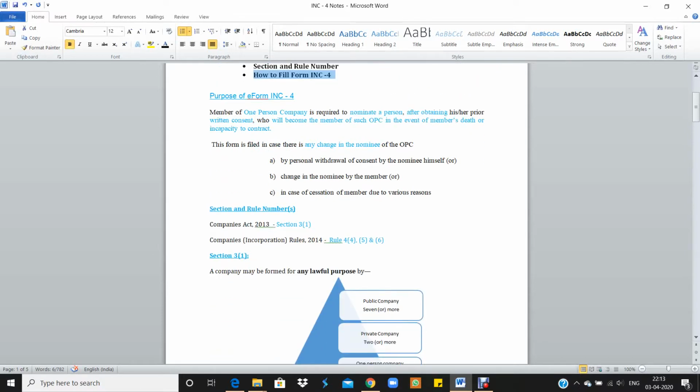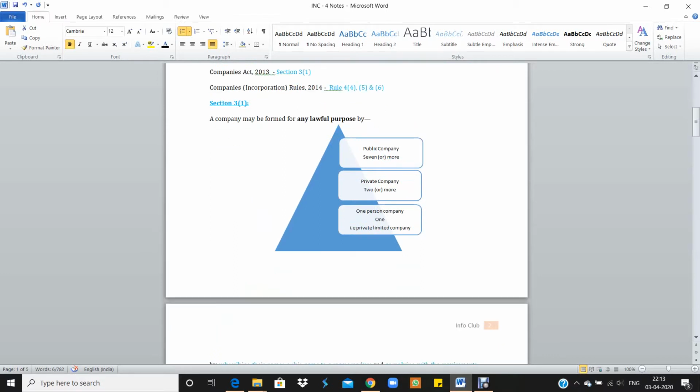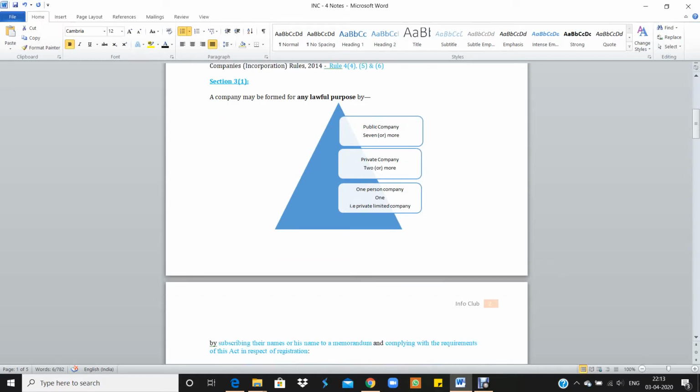See, as per Companies Act 2013, Section 3, Subsection 1, a company may be formed for any lawful purpose. So, if a group of persons want to form a public company, there should be a minimum of 7 members, and there can be more than 7 members. If it is a private company, there should be a minimum of 2 members or more. And if it is a one-person company, there will be only 1 member and one director. But that one-person company can be treated as a private limited company.